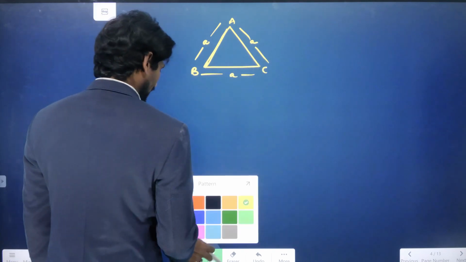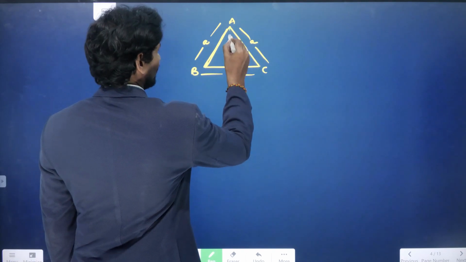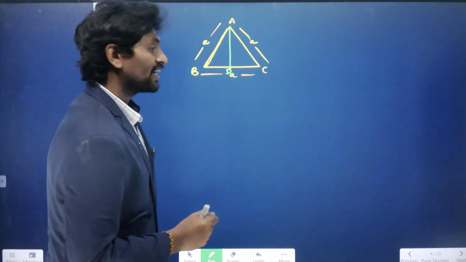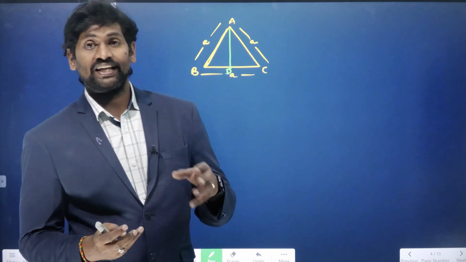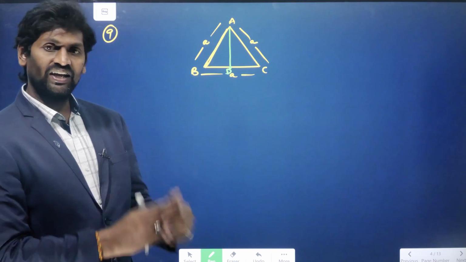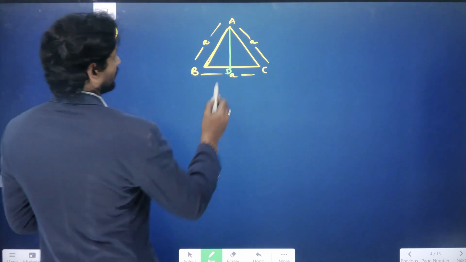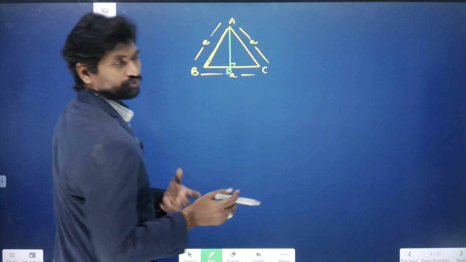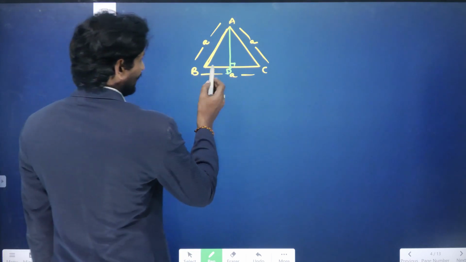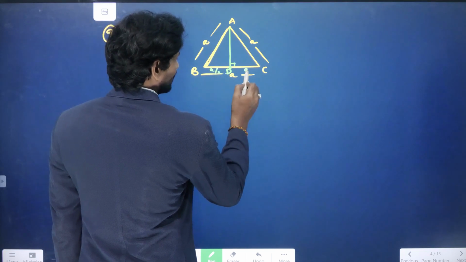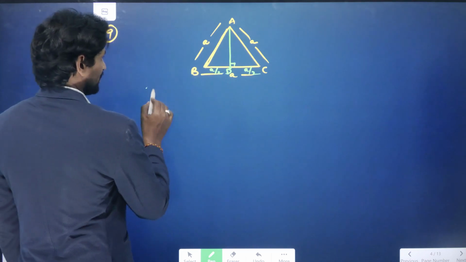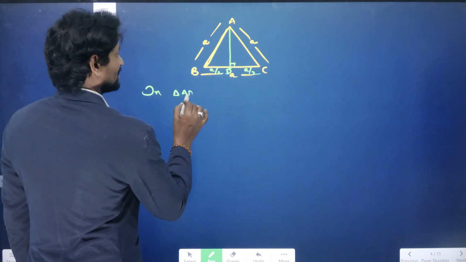Now I am drawing one altitude, nothing but AD. In an equilateral triangle, AD can be a median as well as an altitude, so both coincide in an equilateral triangle. From this, I am trying to find the AD value. Here BC length is a, so BD length is a by 2, because it is exactly the midpoint.